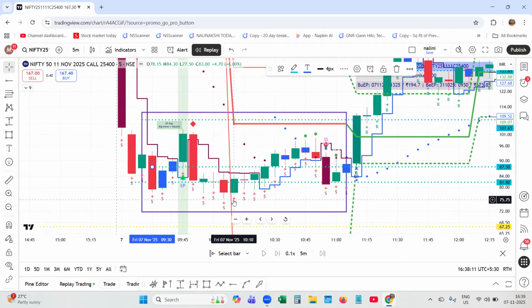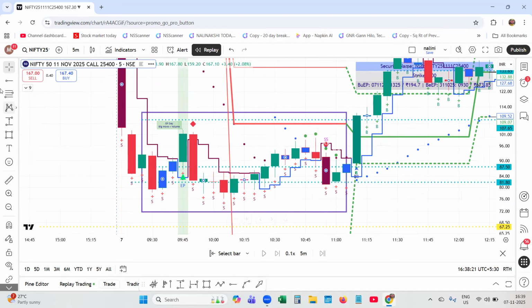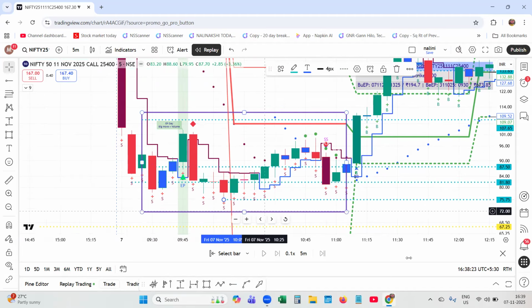Then there was a pullback to shake out all the weak hands, and then it was a rise up to this. Again, it was a shakeout, but it did not go to this bottom. It was 78 rupees, 75 rupees, and it made a higher low, 80 rupees. Then it picked up once it started crossing the EP level of 86.6.